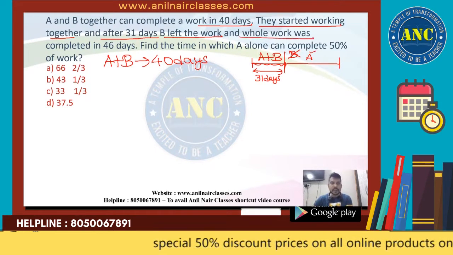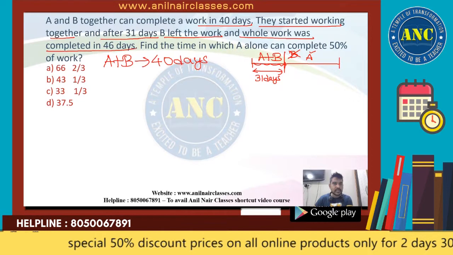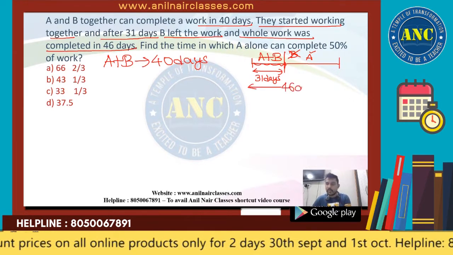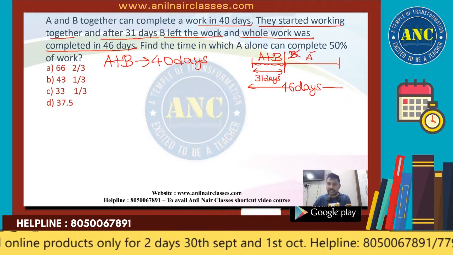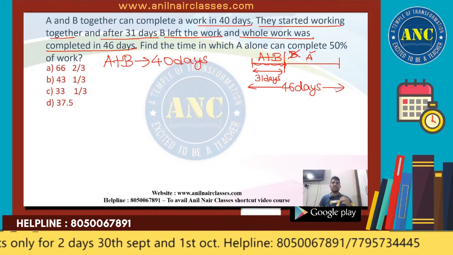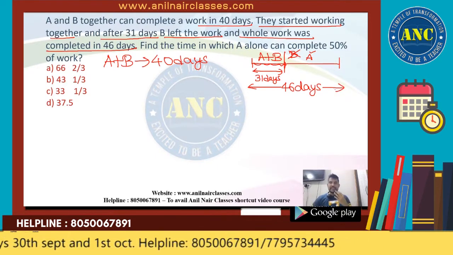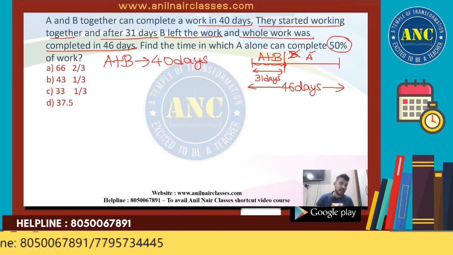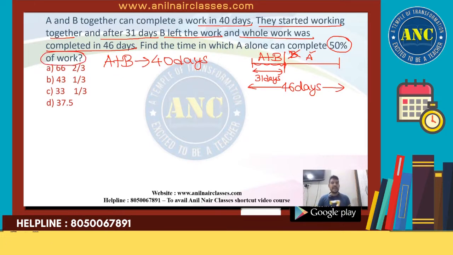And the whole work was completed in 46 days. Totally entire work was completed in how many days? It is taking 46 days to complete the entire work. Find the time in which A alone can complete 50% of work. So they are not asking you how much will A take to do the entire work. They are asking you how much will A take to do half of the work, right? Only half of the work they are asking you.